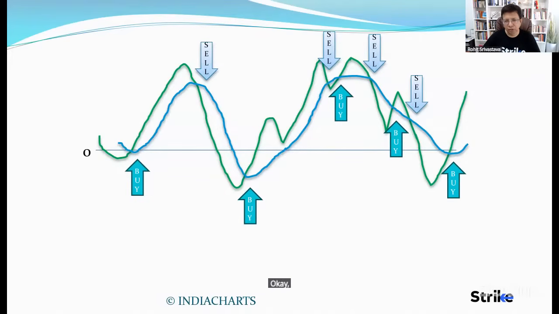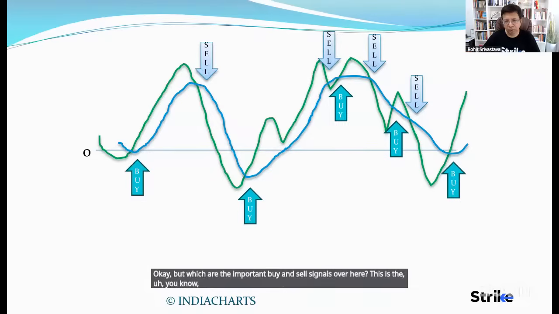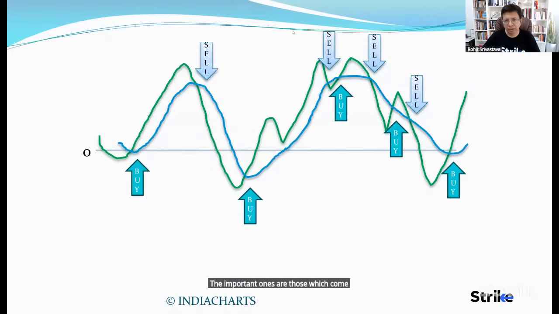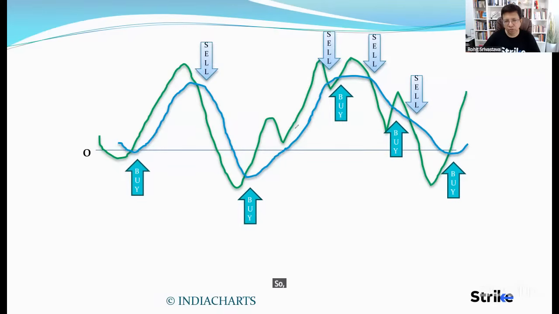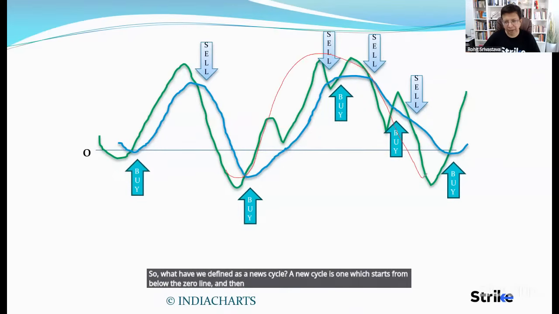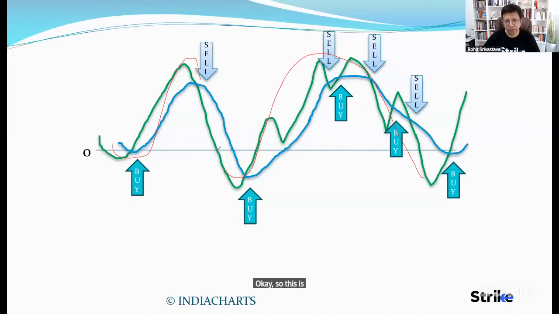But which are the important buy and sell signals over here? This is the next important question. Which are the important ones? The important ones are those which come after the cycles are complete or when a new cycle is starting. So what have we defined as a new cycle? A new cycle is one which starts from below the zero line and then it comes back. So this is a new cycle, it comes back.